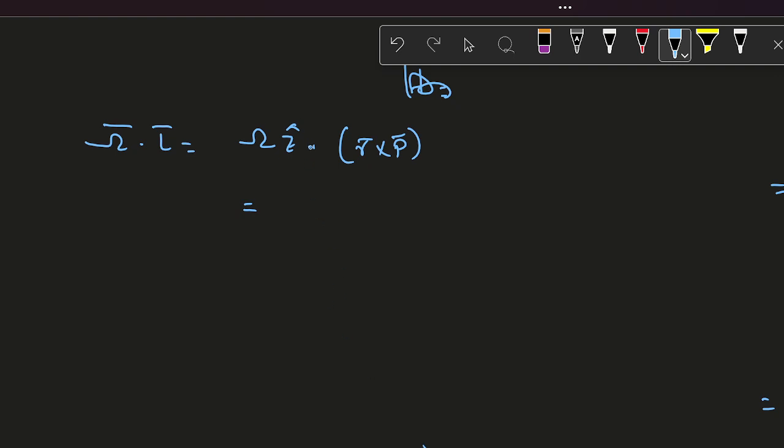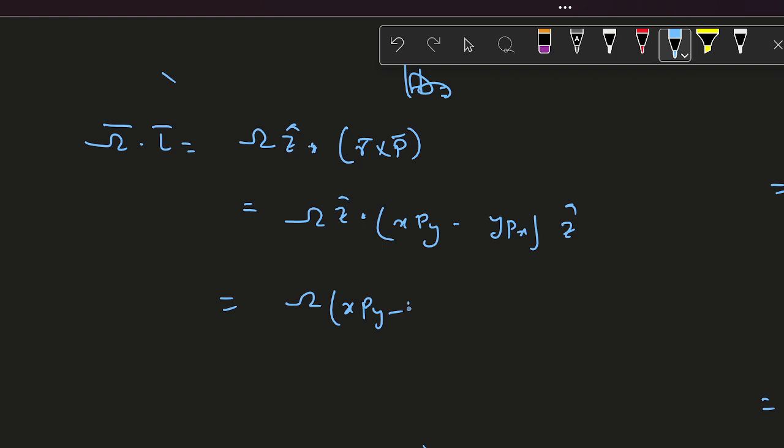But because we are taking a dot product with only z cap, all the other components along x cap and y cap will give you 0 in the dot product. Only if you multiply the component of z cap with z cap will you have a non-zero value. So omega z cap dotted with the z cap component, x py minus y px, and z cap dot z cap is 1. So this is just omega times (x py minus y px). Okay, so up to this I think this is clear.